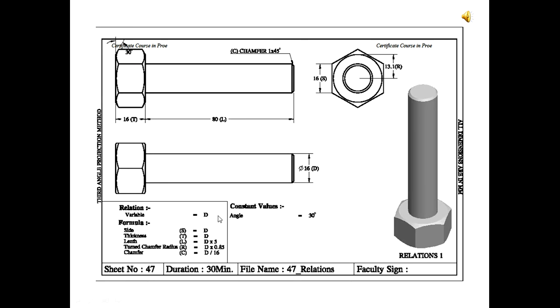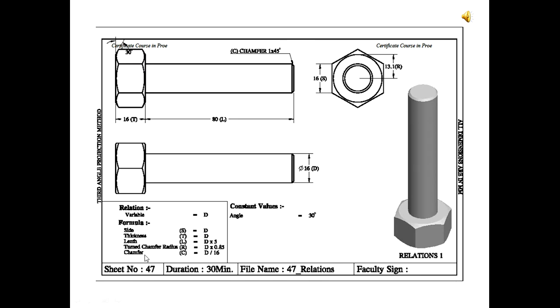Now, creating a new model for each core diameter is not advisable. At the same time, modifying each dimension of the model to get a new bolt is also not feasible. So then what is the solution? We can relate the different dimensions of the bolt with the core diameter by formulas, and this is exactly what we have seen as relations in the last PPT, establishing user defined formulas between dimensions.